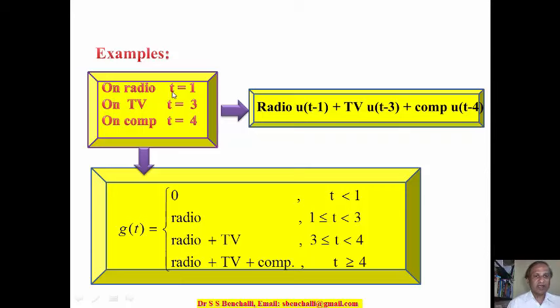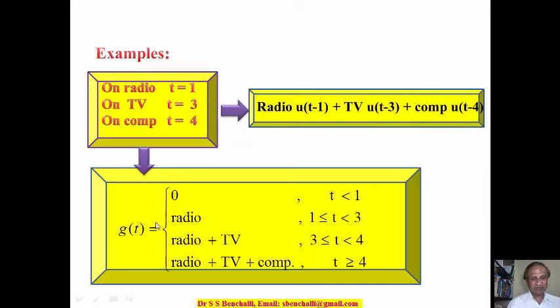Suppose I want to turn on a radio at time t equal to 1, or 1 p.m. Is it clear? TV on at time 3 p.m. Computer on at time equal to 4 o'clock. It means that the radio will be on at time t equal to 1. It can be written as u of t minus 1, plus TV will be on at 3 o'clock. How are we going to write this mathematically in this form? Computer will be on at 4 o'clock. It can be written in this way.